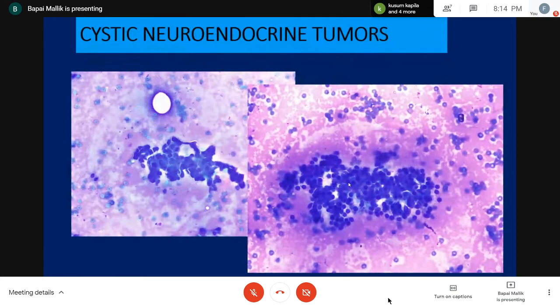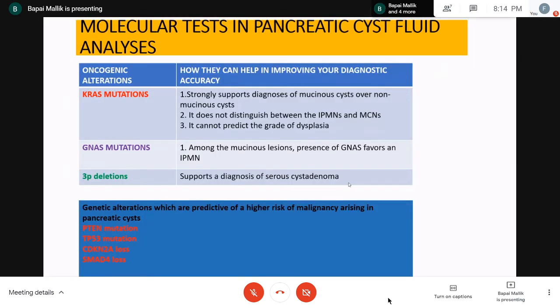And the last one I'm going to talk about as far as cytomorphology is concerned are cystic neuroendocrine tumors. We are going to be dealing with that in detail in the next webinar. Just to remind you, about 10% of neuroendocrine tumors can be cystic, and the other one of course is the SPNs, which can be cystic. So we have to keep that at the back of our mind when you are dealing with cystic tumors of the pancreas.